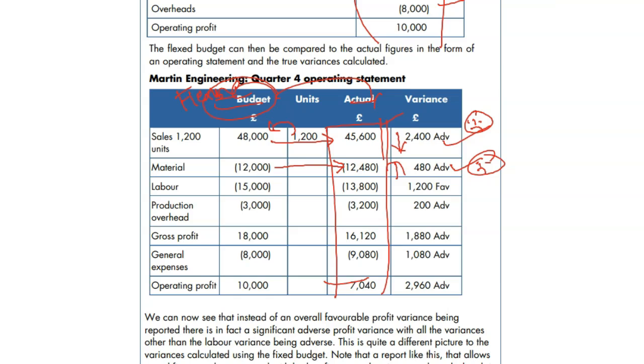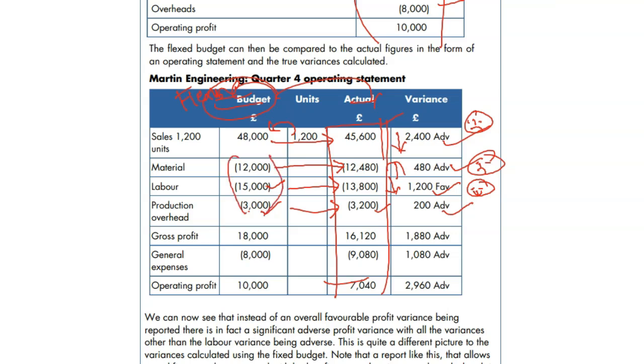And labor, according to your budget, it should cost you 15,000, but it costed you 13,800. It cost you less, which is very good. The less it cost you, the better. 1,200 means favorable. Production overhead, fixed or flexible, both going to be same because it is unchanged. But actual can be anything. This time it's more, 200 more adverse.